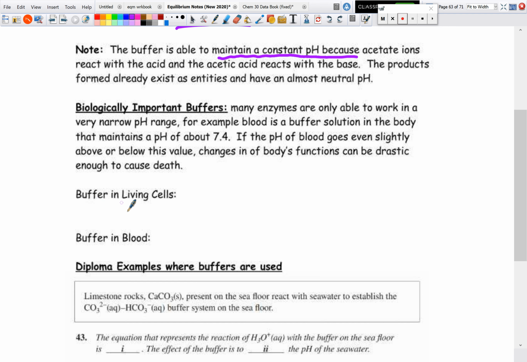So in our living cells, I believe we have the HPO4 minus and our H2PO4 minus buffer. So this is actually the base listed first, but we have our weak acid and conjugate base. Let me adjust that just so as not to confuse anyone.